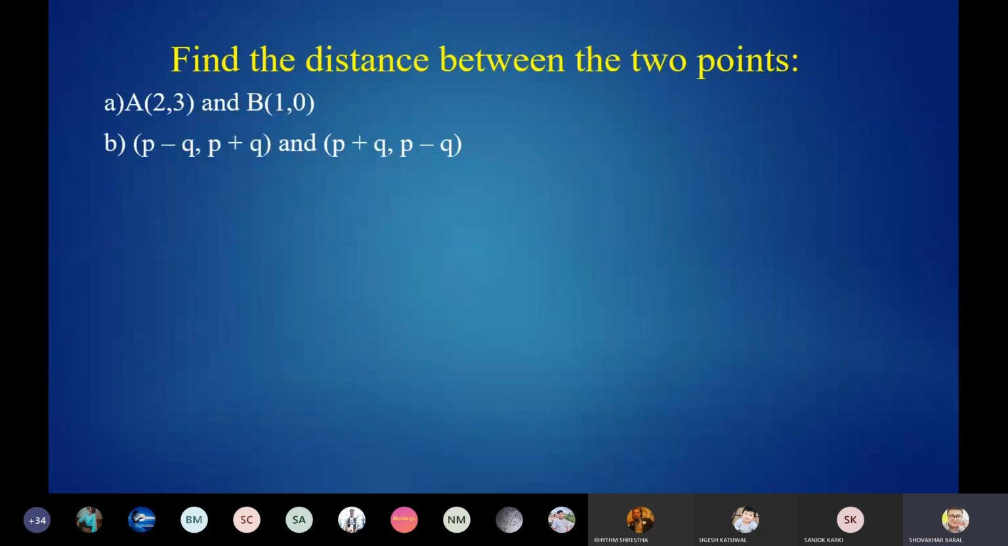Find the distance between the 2 points p minus q comma p plus q and p plus q comma p minus q. Please solve this question. Find the distance between these 2 points. These are the coordinates. Let's suppose the first coordinate is p minus q comma p plus q, and the second coordinate is p plus q comma p minus q. Just try to solve this one. Please solve it fast.